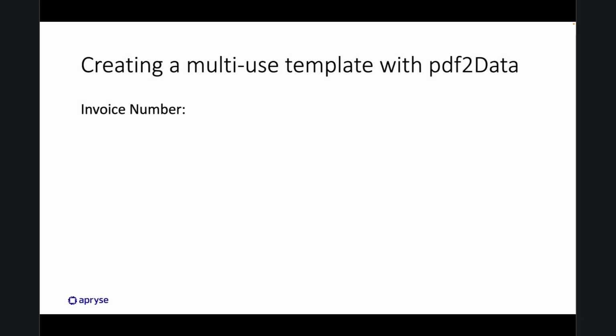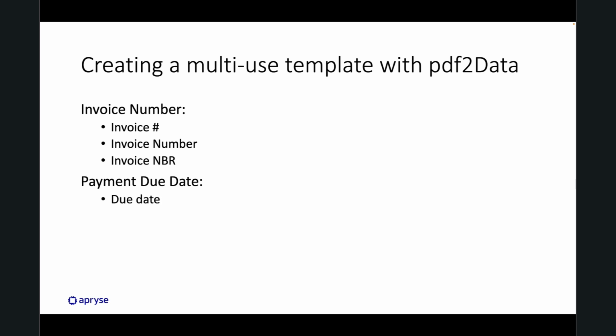Okay, before we create our multi-use pdf2Data template, let's summarize the differences we've found between the documents. Specifically, invoice number, which is known across the documents as invoice #, Invoice Number with first letter capitalized, and then invoice NBR, as well as payment due date, which is known across the three documents as due date, pay before, and due on or before. Let's go ahead and create that multi-use template.